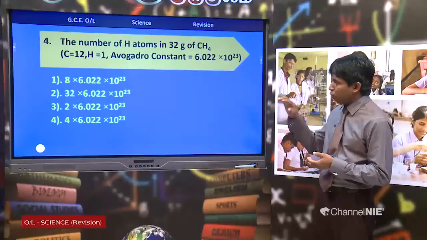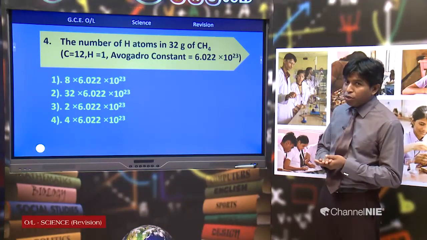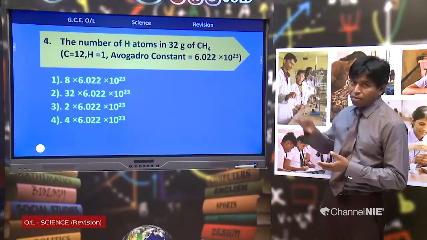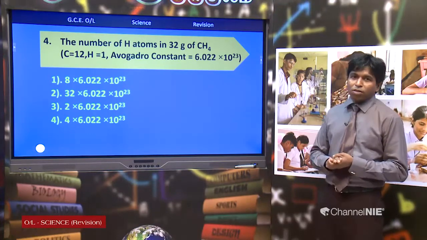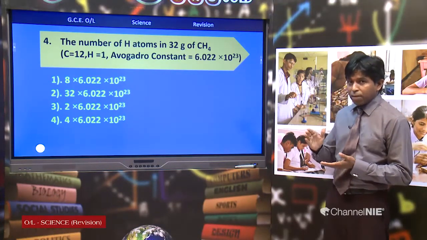So, what are the steps involved? First you should convert 32 grams into number of moles, then you get 2 moles. What is the next step?